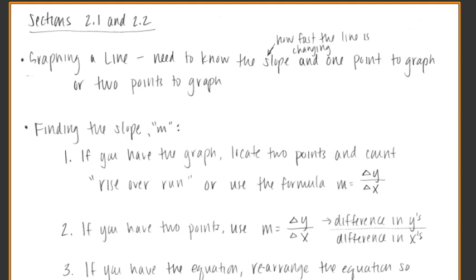So starting out here in Chapter 2, the first point we want to make is all about graphing a line. In order to graph a line, what you need to know for sure is the slope, so how fast that line's changing, and then one point in order to graph it. Maybe two points, depending. Okay?